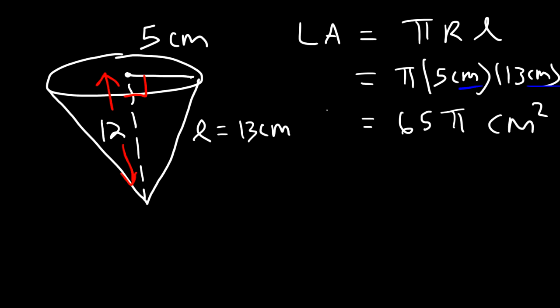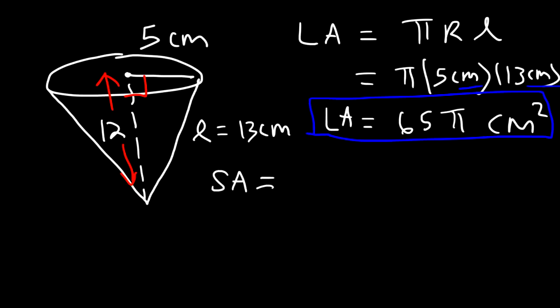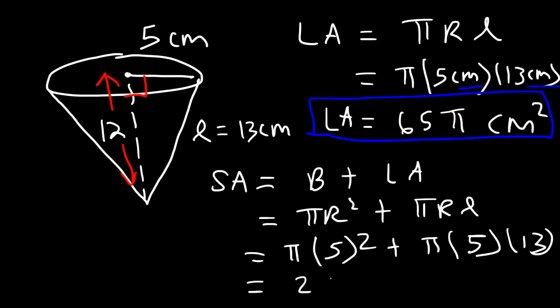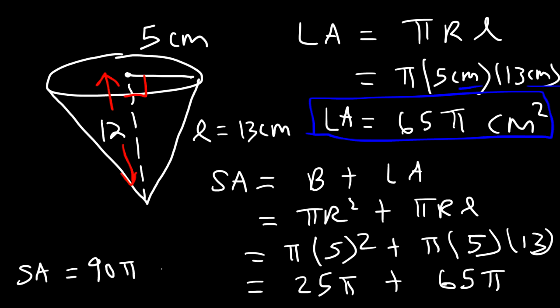Now that we have the lateral area, we can find the surface area. The surface area is the area of the base plus the lateral area. The area of the base is pi r squared. The lateral area is pi r L. So this is going to be pi times 5 squared plus pi times 5 times 13. 5 squared is 25, and we know 5 times 13 is 65. 25 plus 65, that's 90. So the surface area is 90 pi square centimeters.